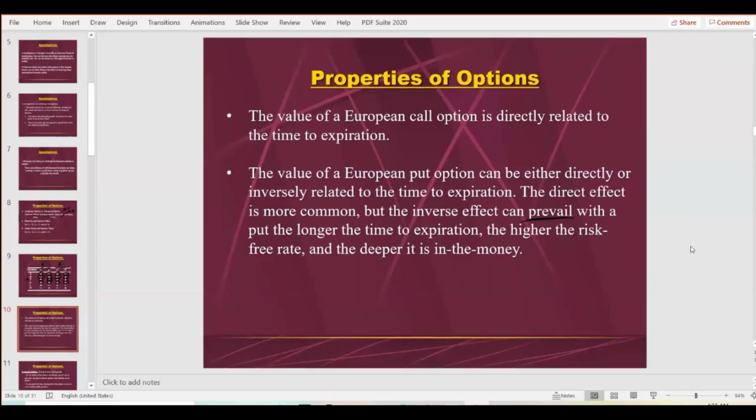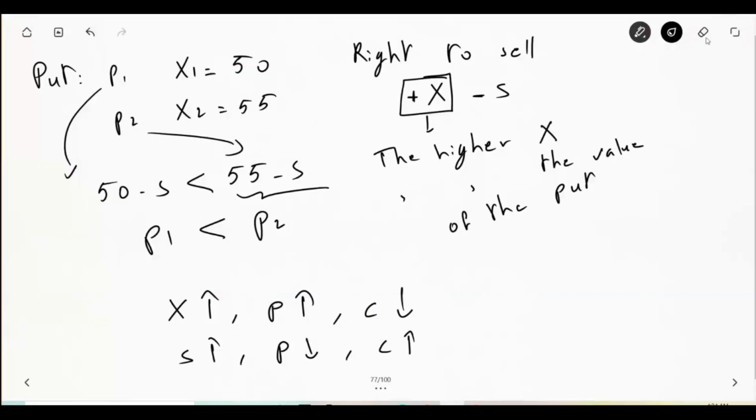Mainly this negative relationship will be when the put has a longer time to expiry, when ST increases, the risk-free rate is high, and the deeper the option is in the money. Why is that the case? Let me quickly explain why this relationship can be negative for the European option.